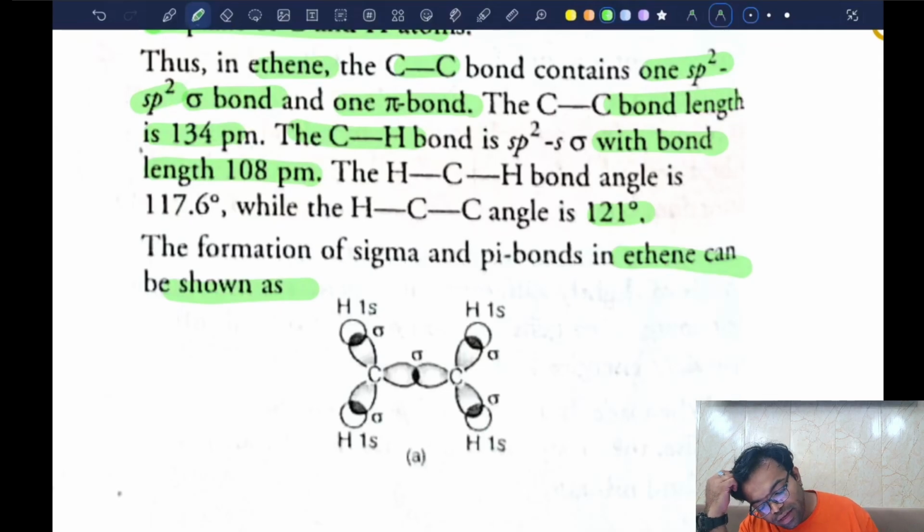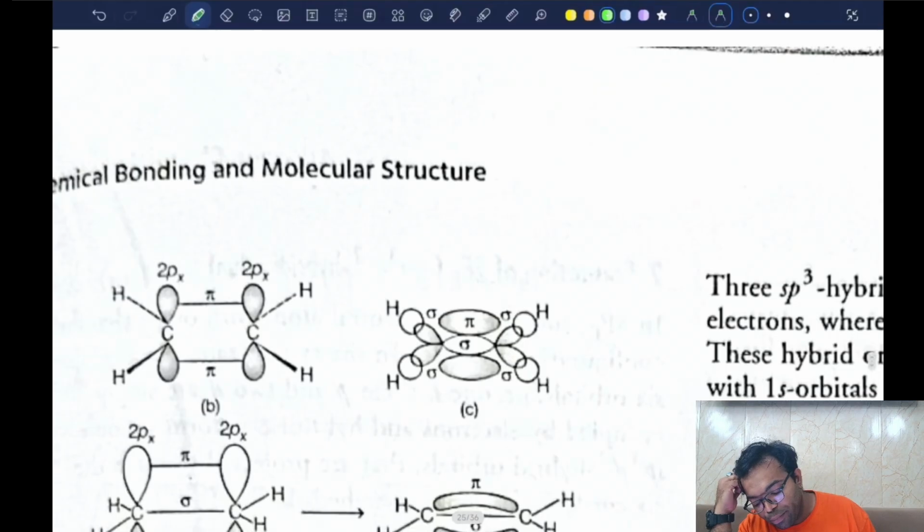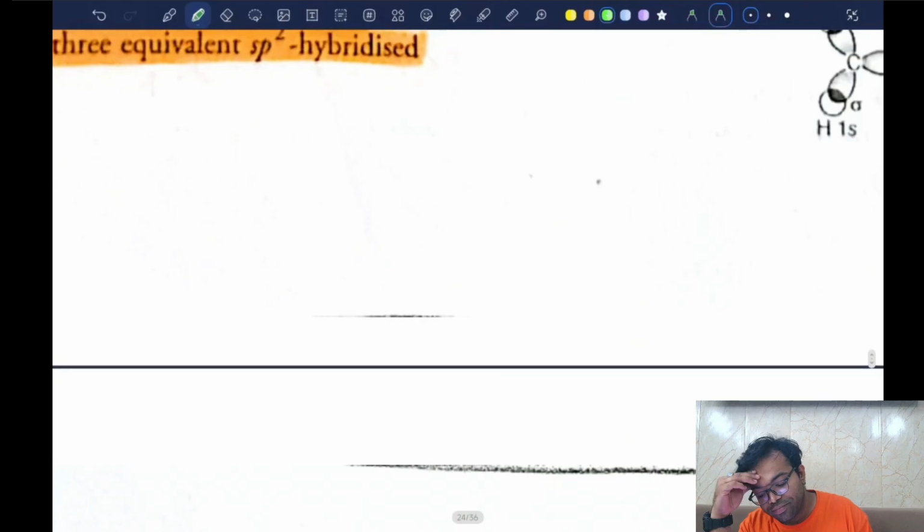So you have a sigma bond being formed here and a sideways pi bond being formed between the one unhybridized orbital that the carbon atom has. So the overall arrangement will look something like this.